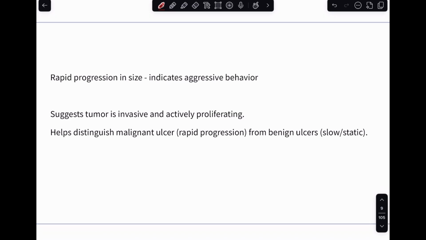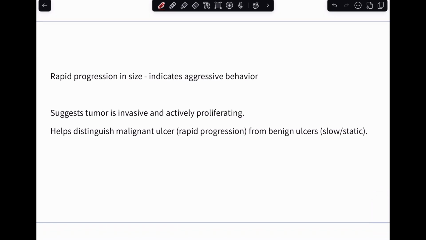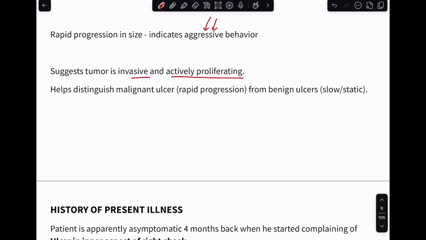What does that indicate? When we see a rapid progression versus a very gradual insidious progression, rapid progression always indicates some aggressive behavior that will point more towards malignancy rather than a benign cause of an ulcer. So when we are seeing a rapid progression, the possibility of tumor is higher, and the tumor is possibly invasive and actively proliferating. That is the inference that we draw from this progression.